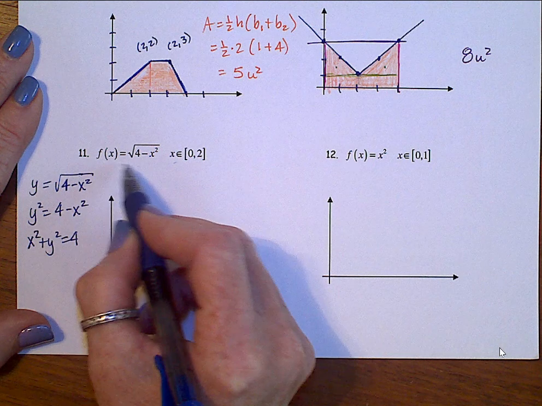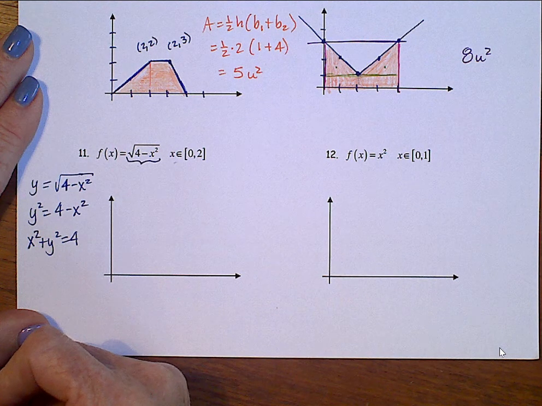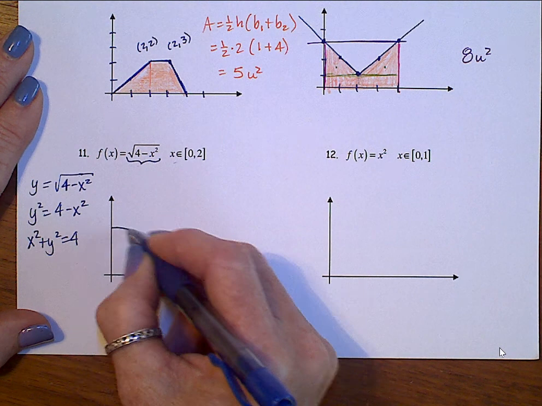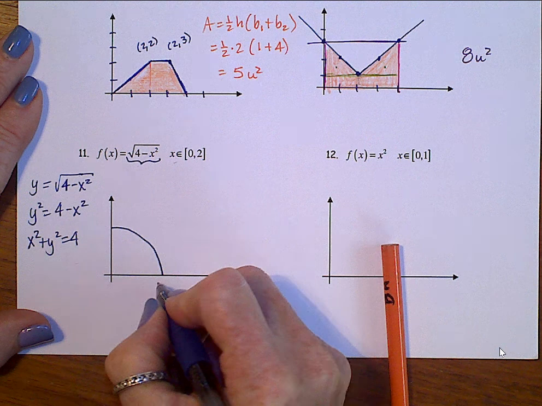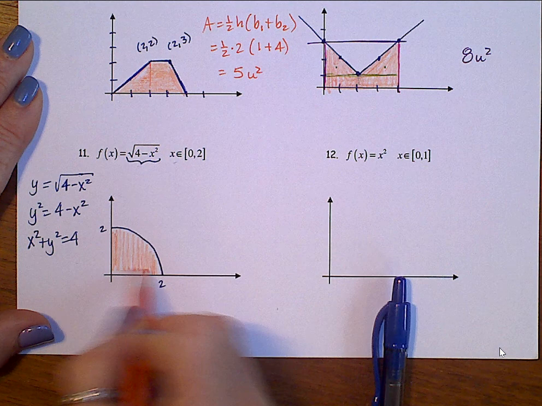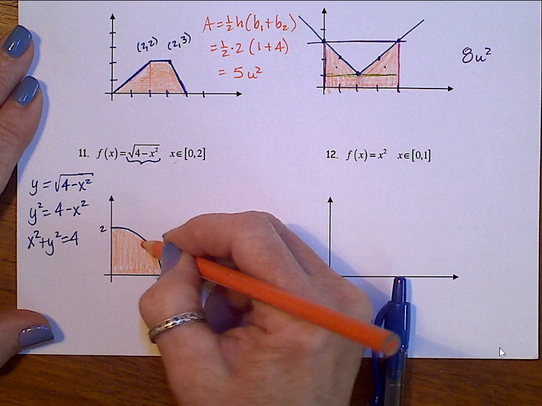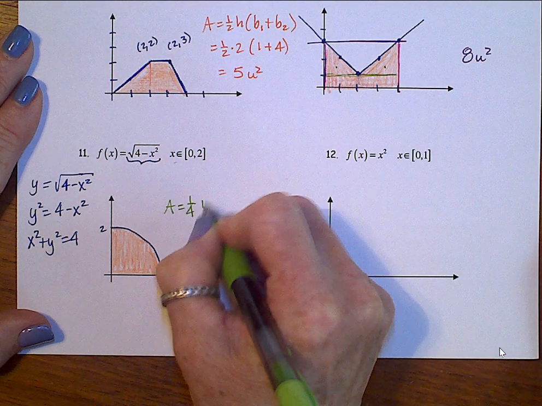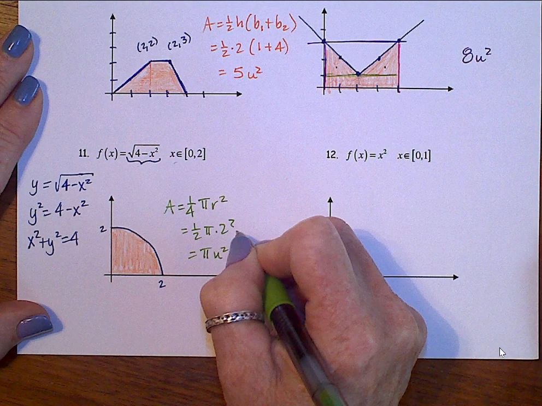So we have to look back at this and realize that square root of 4 minus x squared can never be negative, which means that y will never be negative. So we will not graph the bottom portion of this circle. We only graph the top portion of that circle, radius 2. And this is the area that we are looking for. And that is a quarter of a circle. So that area is 1/4 pi times radius squared with a radius of 2. And we get an area of pi units squared.